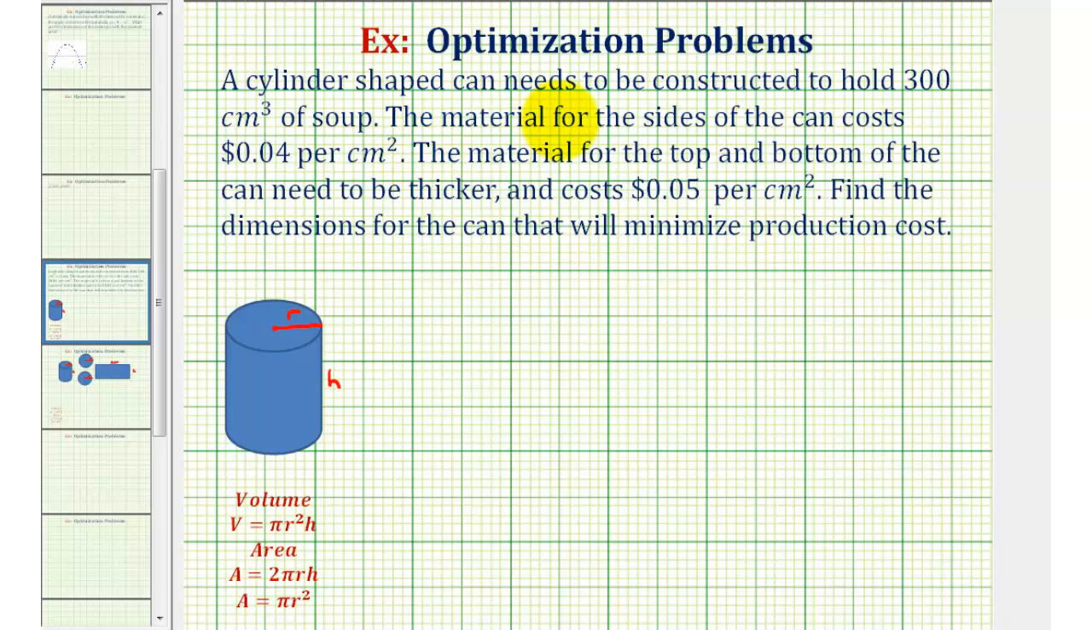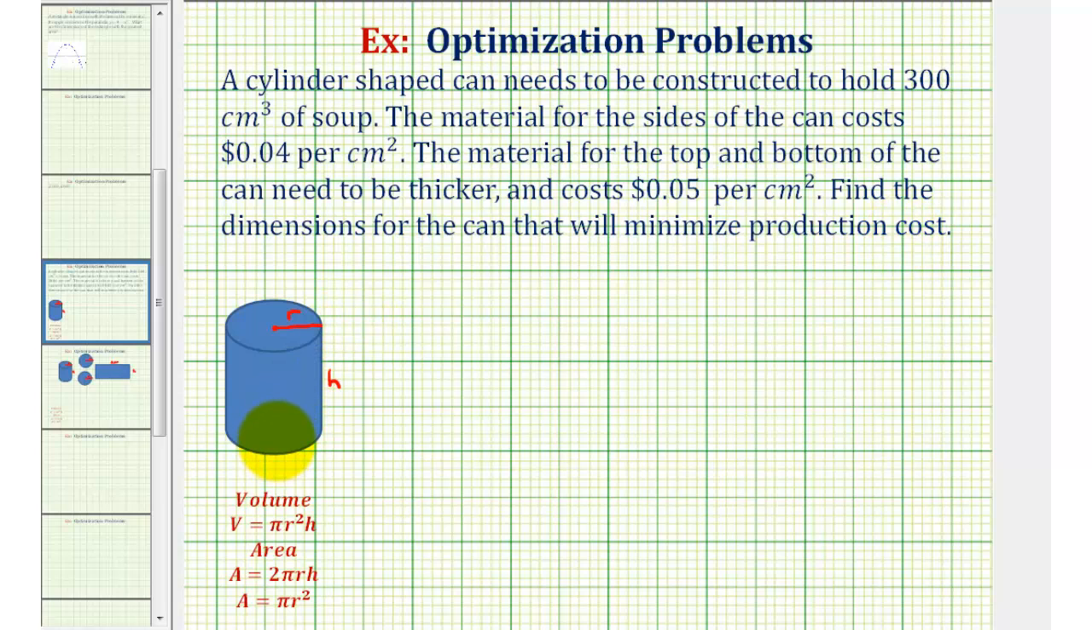A cylinder-shaped can needs to be constructed to hold 300 cubic centimeters of soup. The material for the sides of the can costs 4 cents per square centimeter. The material for the top and bottom of the can needs to be thicker and costs 5 cents per square centimeter. We want to find the dimensions for the can that will minimize the production cost.